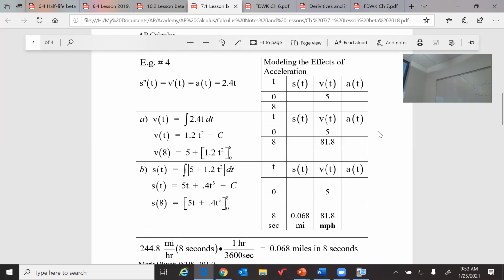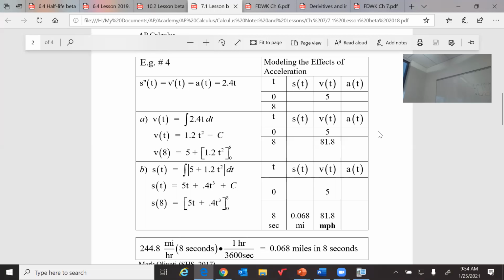Why? Because the area under the acceleration curve is 76.8. Yes? That means that's the change in velocity from 0 to 8. The change was 76.8. They told us the initial velocity was 5, so that was, in a sense, the initial height. So you add the initial height to the change, you get where you are at time 8. Everyone on board with that?